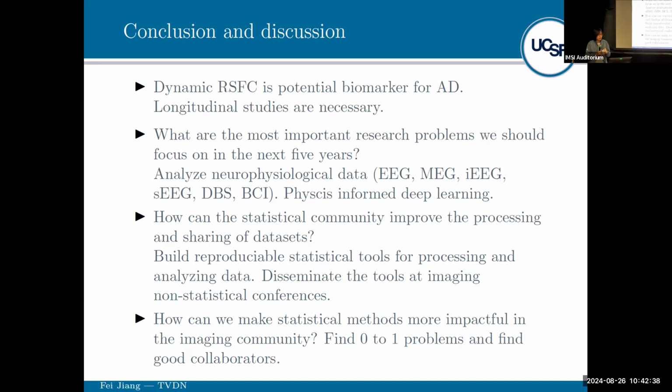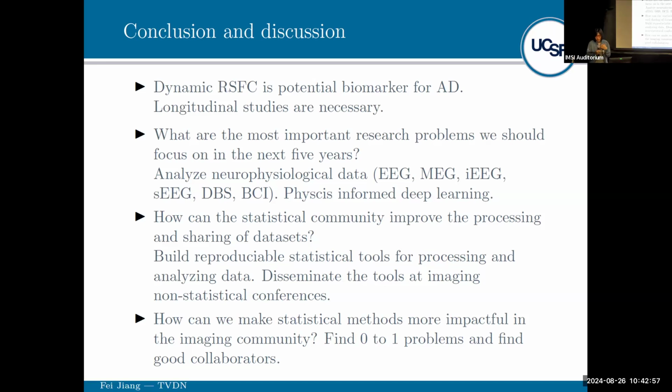And then we can use this longitudinal data to track the patient to see whether they really have a neurodegeneration. And also I want to answer a few questions written by the organizers. The first is what are the most important research problems in the next few years? I cannot say from broader views.